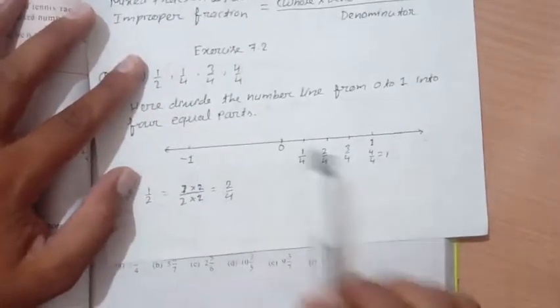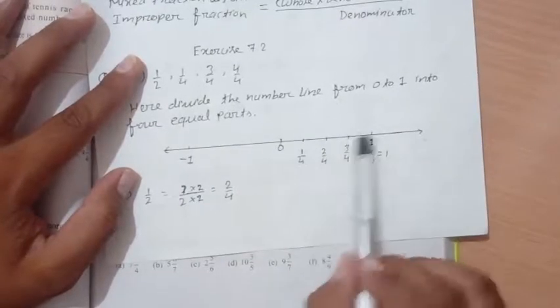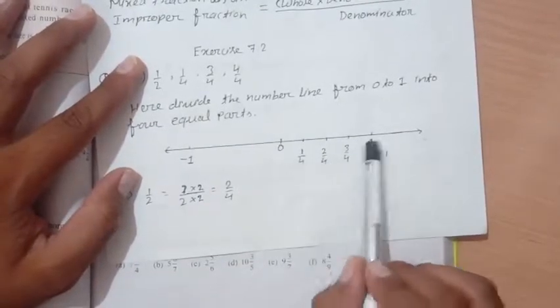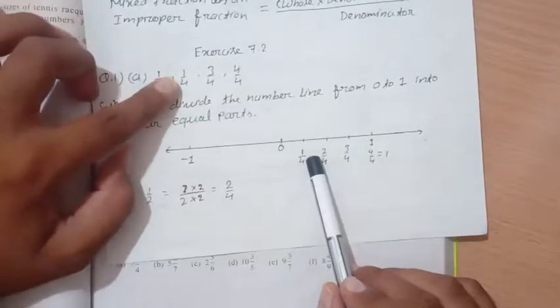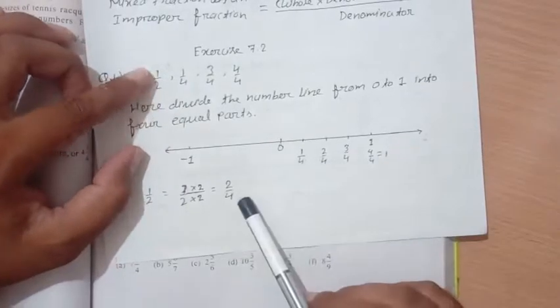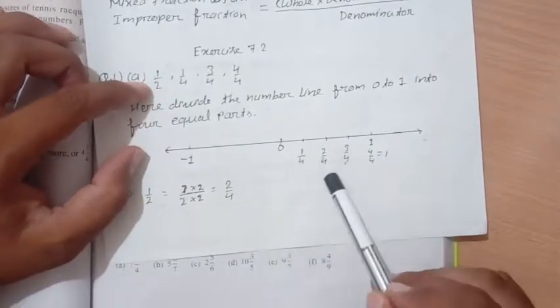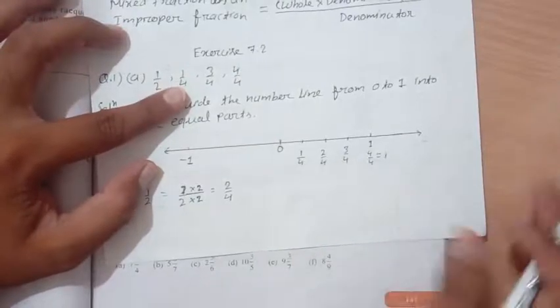This is our number line, 0 and 1. We divide 0 and 1 into 4 equal parts. See here, 1, 2, 3 and 4. Now show here 1 by 4. This is our 1 by 4. Then 2 by 4; that 1 by 2 is converted into 2 by 4. Now 3 by 4, and then 4 by 4. 4 by 4 means 1.